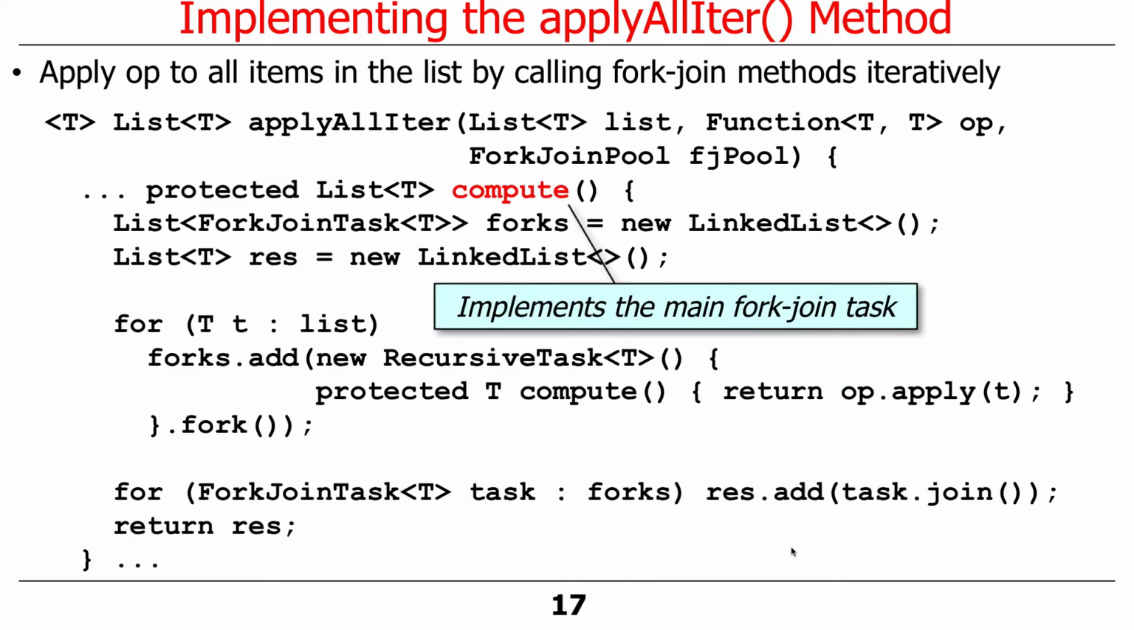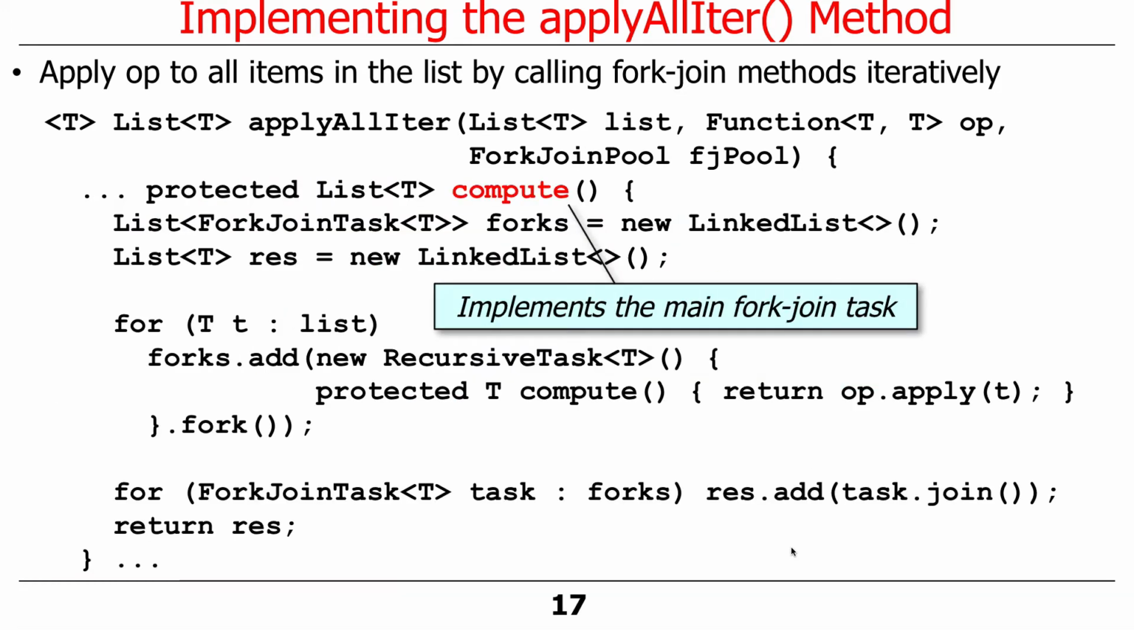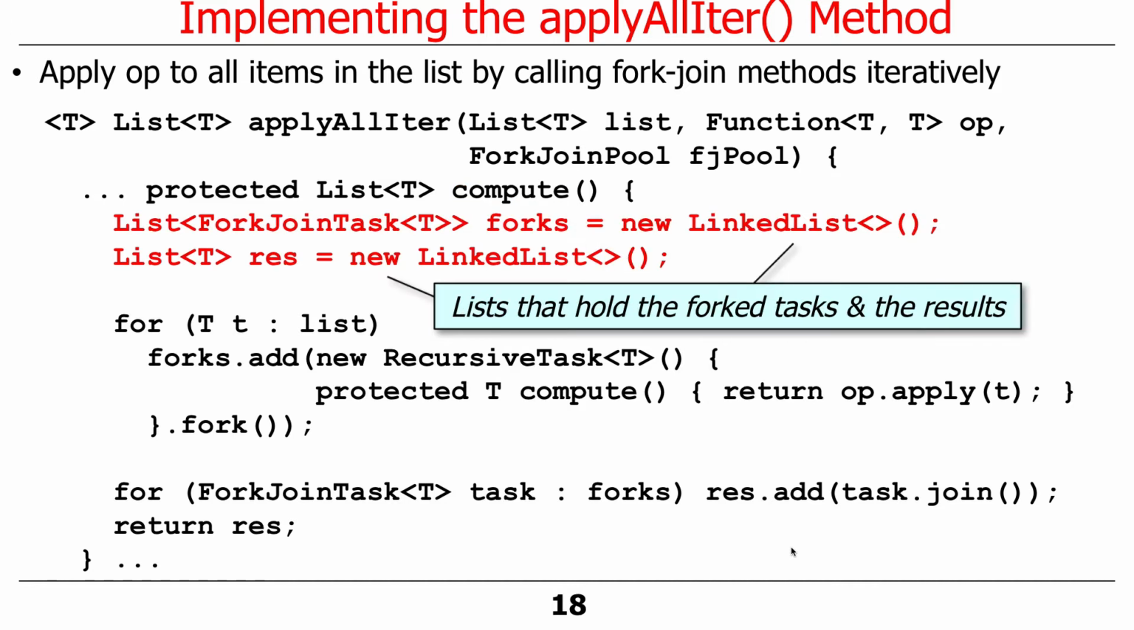So you just have to suck it up and give yourself ever so much carpal tunnel syndrome to write that code. Here's the compute method. So this is this method here. This is just expanding what that method does. As you can see, this is a very canonicalized way of doing things. It's going to implement the main fork join task that's going to do all the parallel computations.